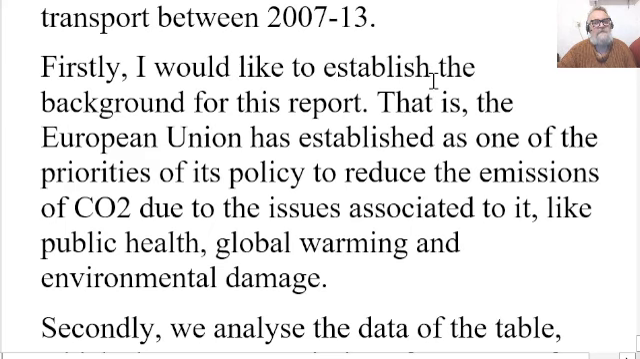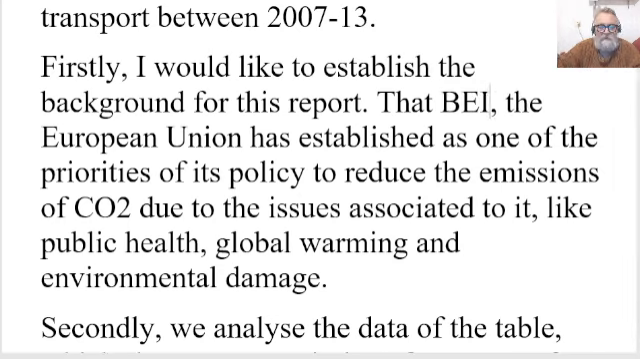Firstly, I would like to establish the background for this report. That is, the European Union has established as one of the priorities of its policy to reduce the emissions of CO2 due to the issues associated to it, like public health, global warming, and environmental damage. Okay, I would like to establish the background for this report. That is, yeah, you could say that is. Try that being. It just looks more impressive. There's nothing wrong with that.